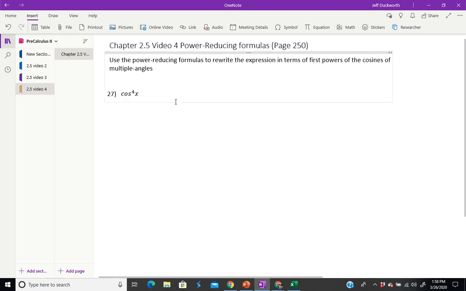So first power of cosines just means cosine of something, and a multiple angle could be cosine of 2x, cosine of 4x, cosine of 3x. Cosine of x is fine as well if you end up with one of those. But what are the power reducing formulas? So let's go to the PowerPoint slide.